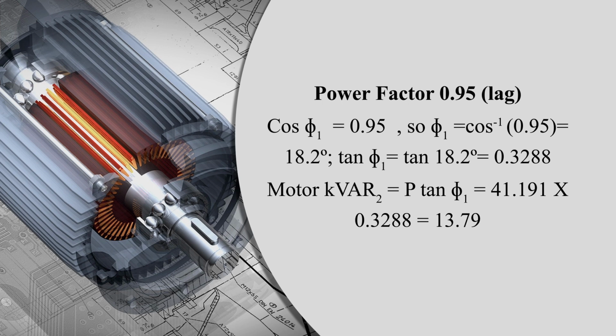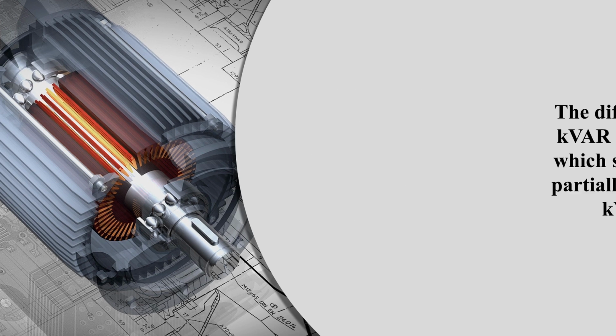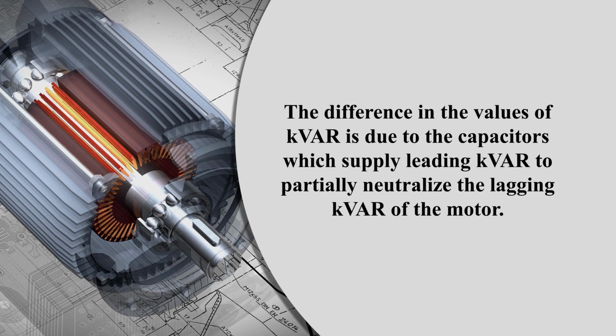So tan phi 2 is equal to what? Tan 18.2 degree, it comes 0.3288. So motor kVAR2 can be written as P tan phi 2. So it is equal to 41.191 multiplied by 0.3288. So it comes 13.79. So the difference in the values of the kVAR is due to the capacitors which supply leading kVAR to partially neutralize the lagging kVAR of the motor.